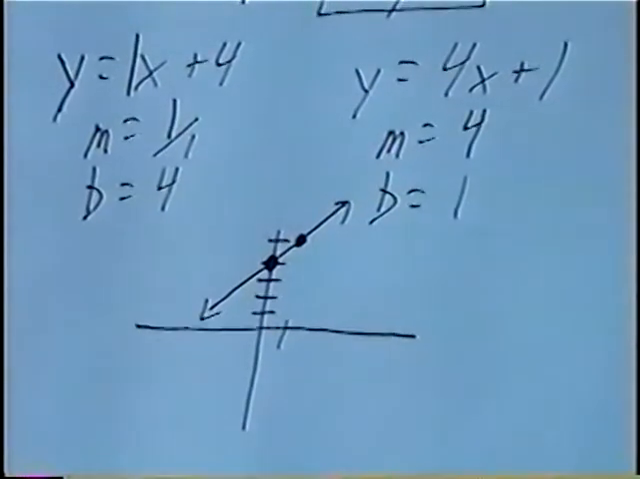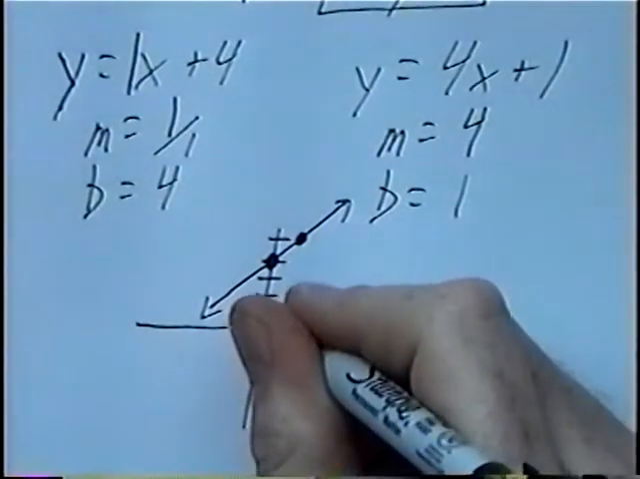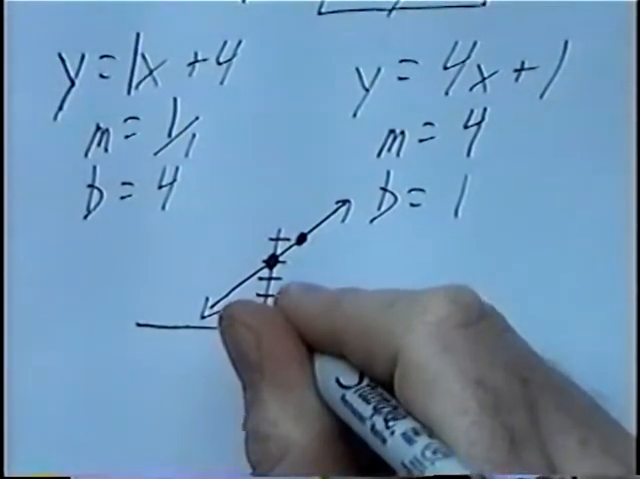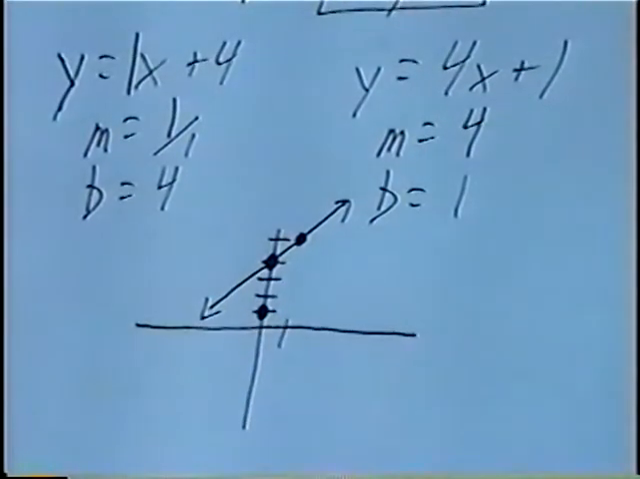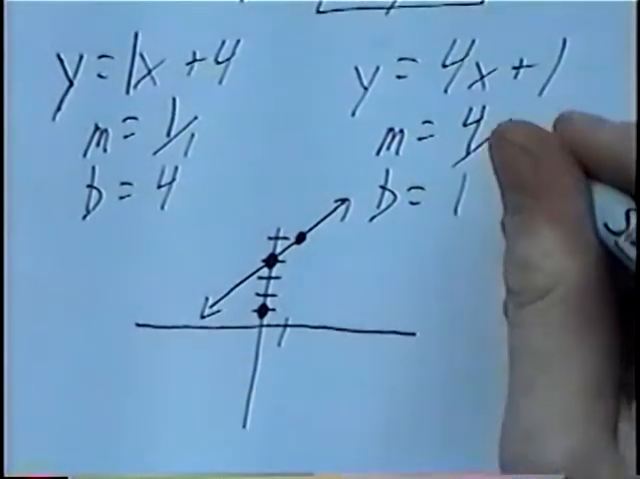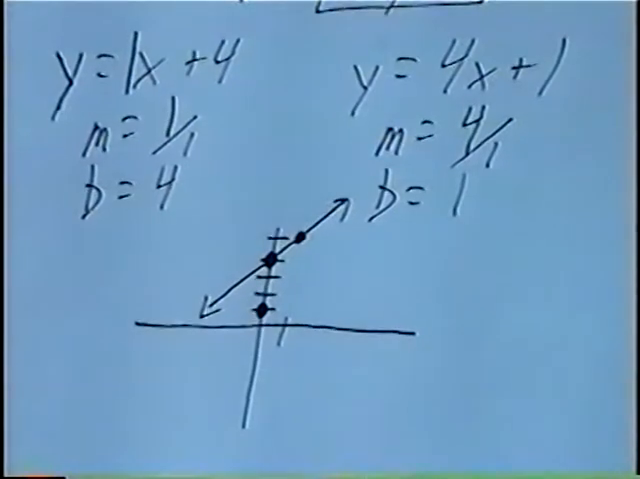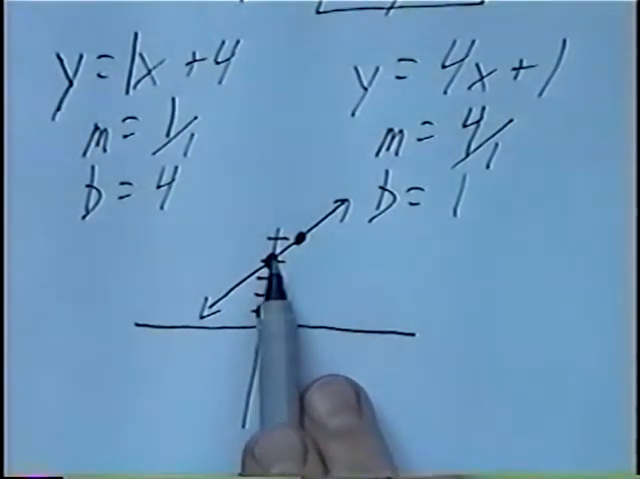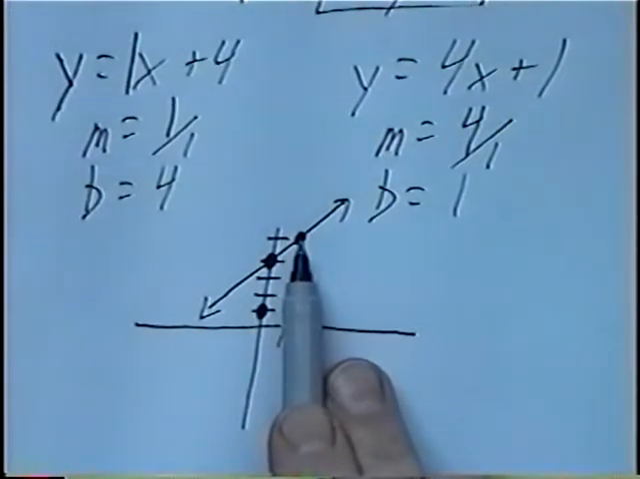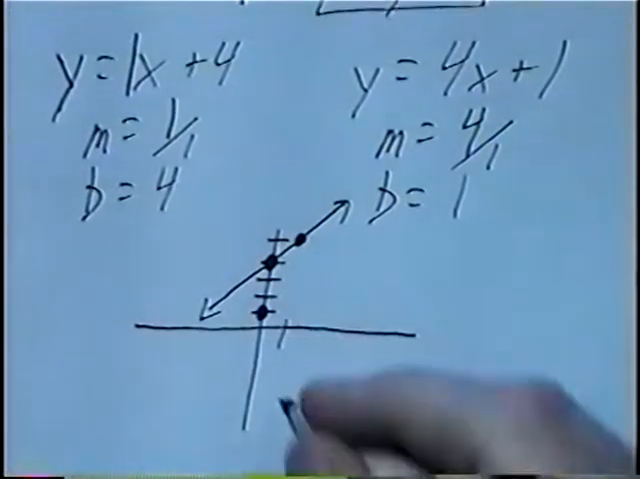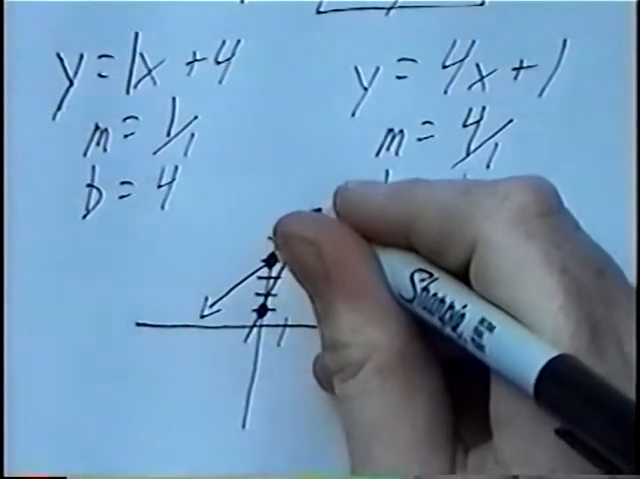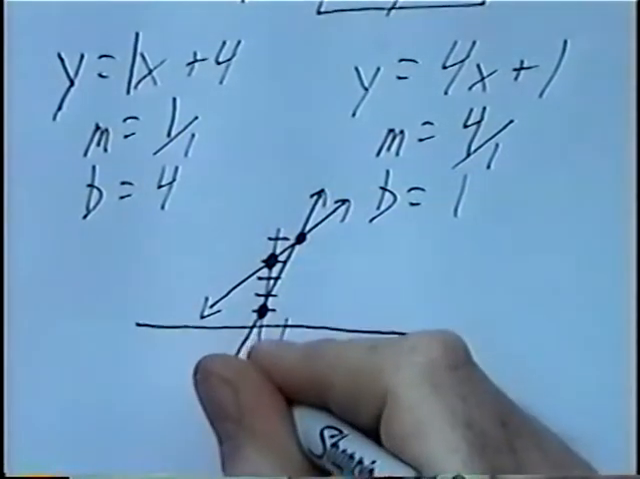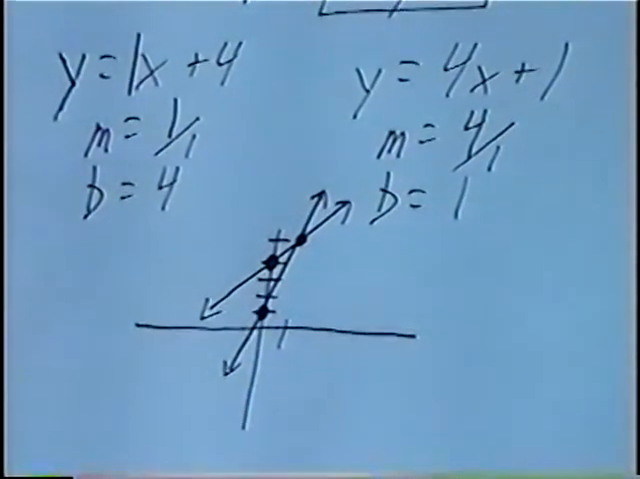Second equation, b equals 1, starting at positive 1. m equals 4, or m equals 4 over 1. So from positive 1, we'll go up 4 spots and to the right 1 spot, which will be on top of the same point that we had before. Connecting those, that would be the graph for the section.